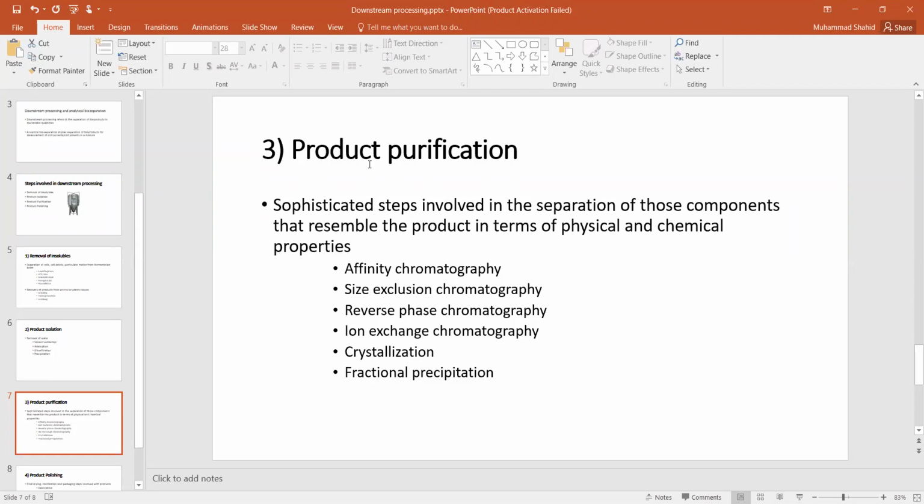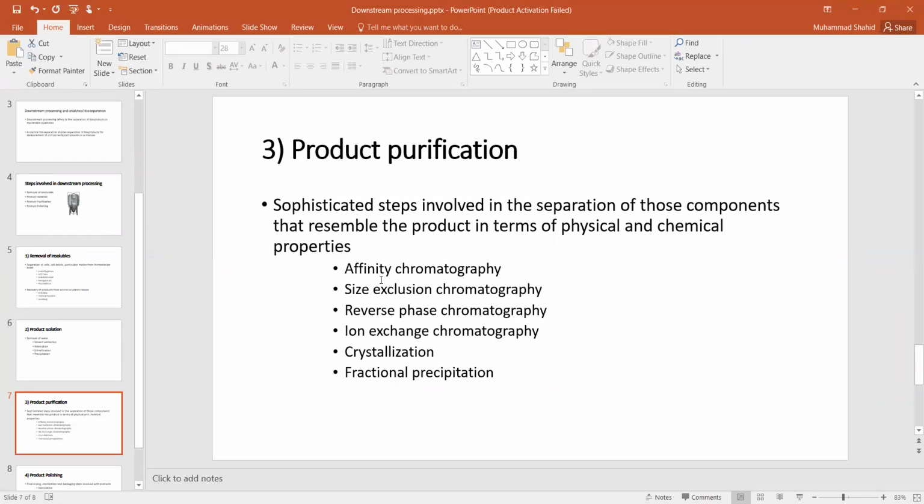And these steps, like the previous steps, also involve some techniques. This step of product purification involves very sophisticated techniques like affinity chromatography. So what is affinity chromatography?